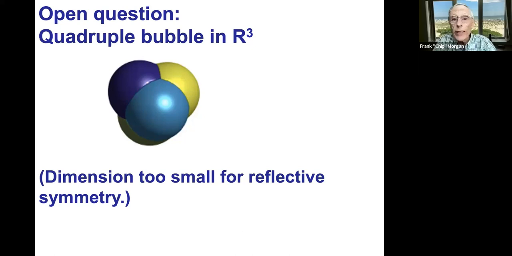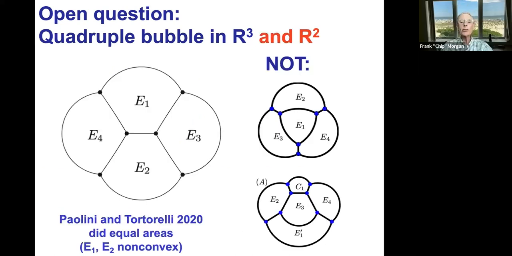And it's also open in the plane. So the best quadruple bubble in the plane, we think it looks like this one on the left, which has been proved when all 4 areas are equal. So that's the picture here. There are 4 unit areas. It was proved by Paolini and Tortorelli in 2020, proving that it was that, and not one of these things on the right, the top one on the right, where one of the regions is in the middle, surrounded by the other 3, or the one in the lower right, where the first region has 2 components, one at the bottom and one at the top, and then there are the other 3 regions.